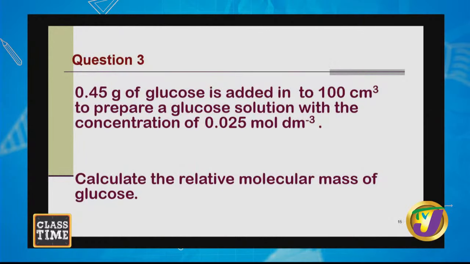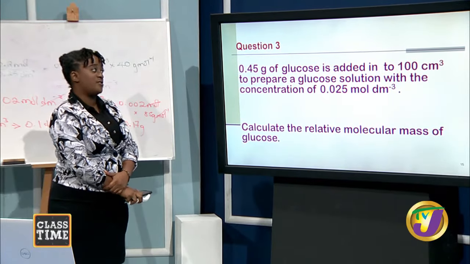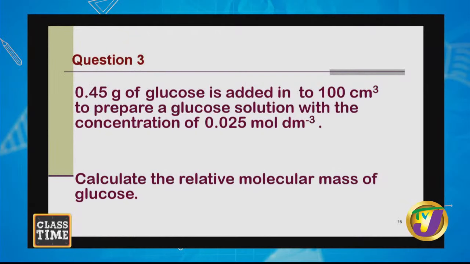One more question. All right, so 0.4 grams of glucose is added into 100 cm cube to prepare a glucose solution with concentration of 0.025 mole per dm cube. Calculate the relative molecular mass of glucose. Now, the relative molecular mass of glucose.